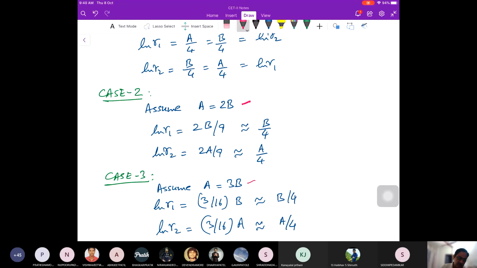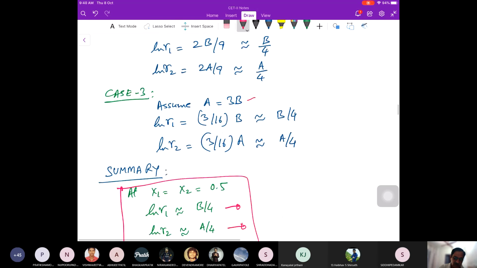We did the reverse also. Suppose b equal to 2a, then what will happen? It will be reversed, and instead of b, you'll get a here. We're just looking at the general case, what the likely correlations are, what we get ultimately. Ultimately what we get is ln gamma 1 is approximately equal to b by 4.